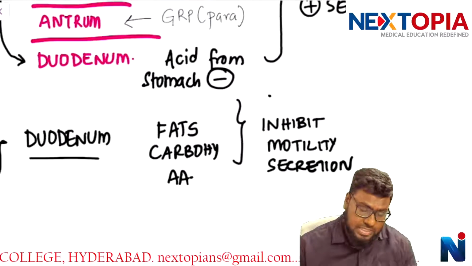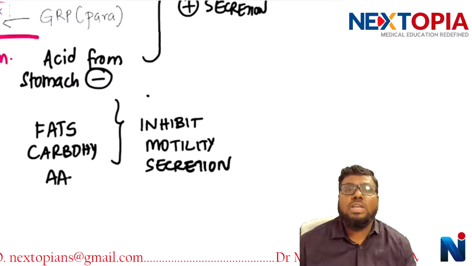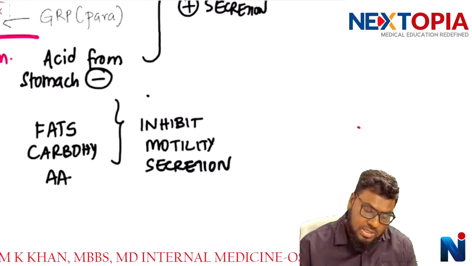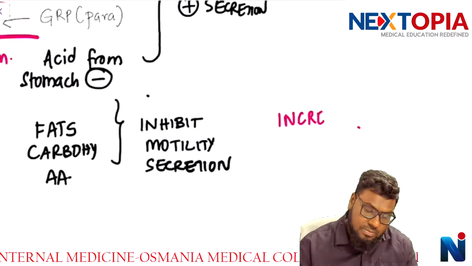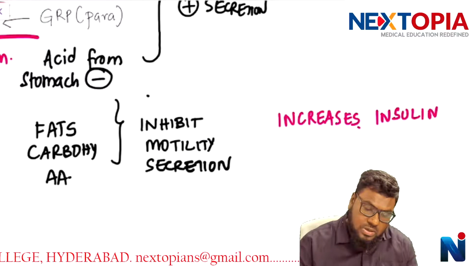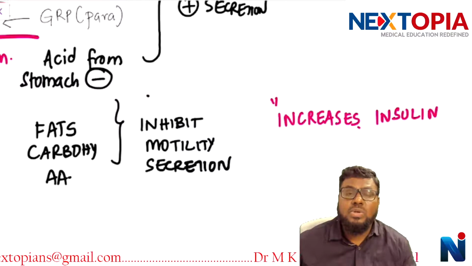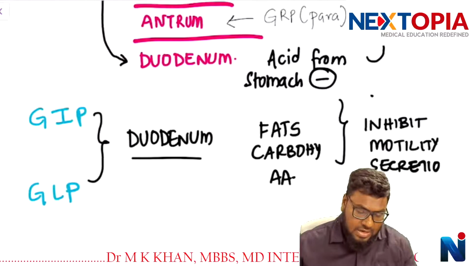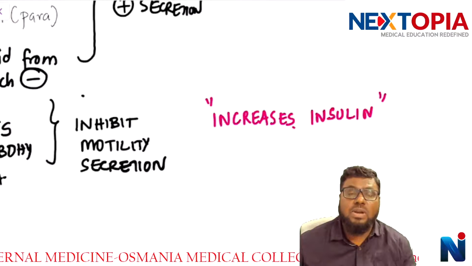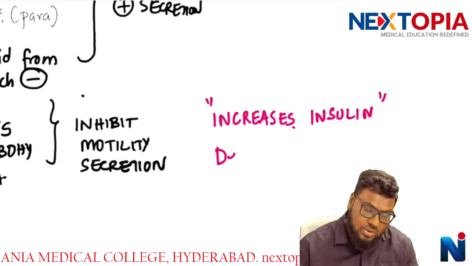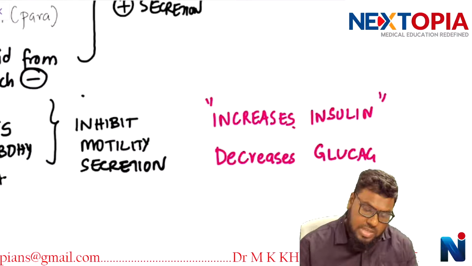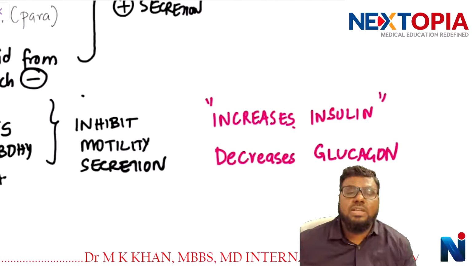So what is the role of GLP and GIP in the pancreas? It increases the insulin. This you will have to remember, it's a very, very important point. If insulin is increased, what will happen to the blood glucose? It decreases. Somebody with diabetes needs more insulin, is it not? So if you give GIP analogs or GLP analogs, glucagon-like peptide, it also decreases the glucagon. Hence used in the treatment of diabetes.